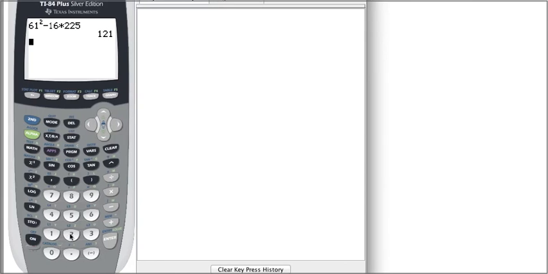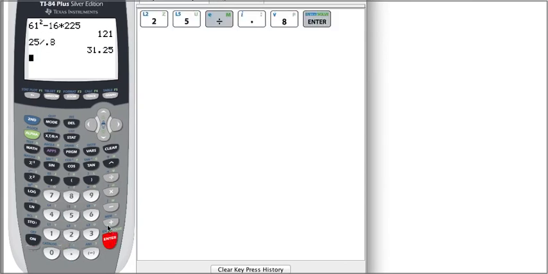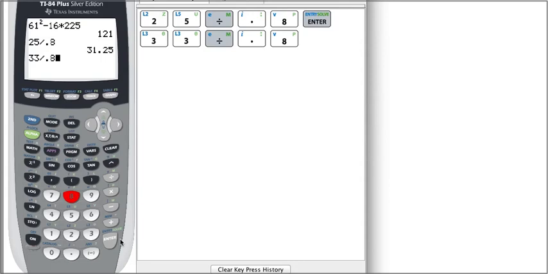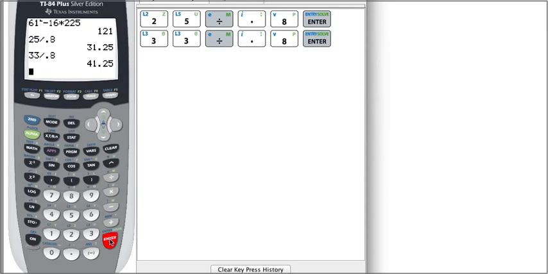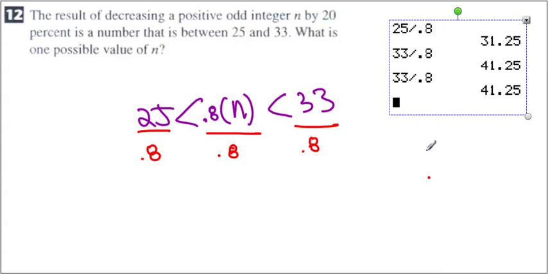So here, 25 divided by 0.8 becomes 31.25, and 33 divided by 0.8. So those are the two values which we are looking at. So this would be 31.25. That's what n has to be between.